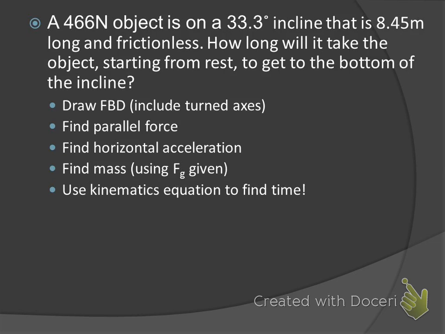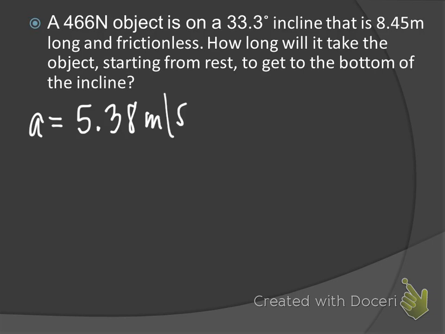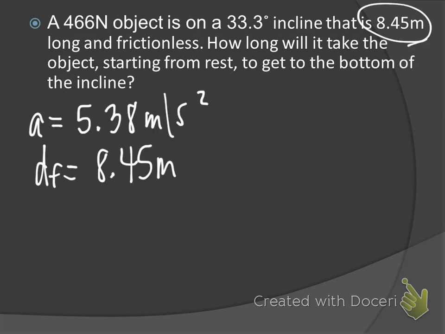Okay, so we know that our acceleration is equal to 5.38 meters per second squared. We know that our distance final is equal to 8.45 meters, because it tells us our incline is 8.45 meters long, which means that's how far the object is going to travel. We assume that it starts at the starting point at 0. Our initial velocity we assume is 0 because as soon as we set the object on the incline, it's going to start moving, but it's at rest for just a second.